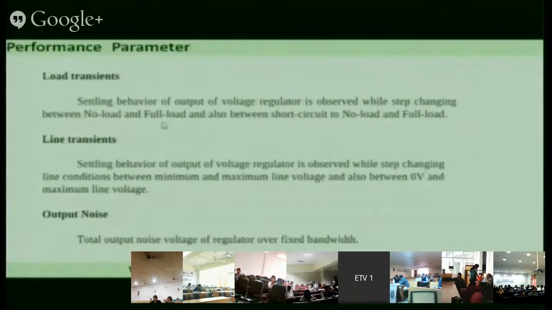Then there is a concept of load transients. Load transients means if there is a sudden change in the load, there will be some transients at the output.